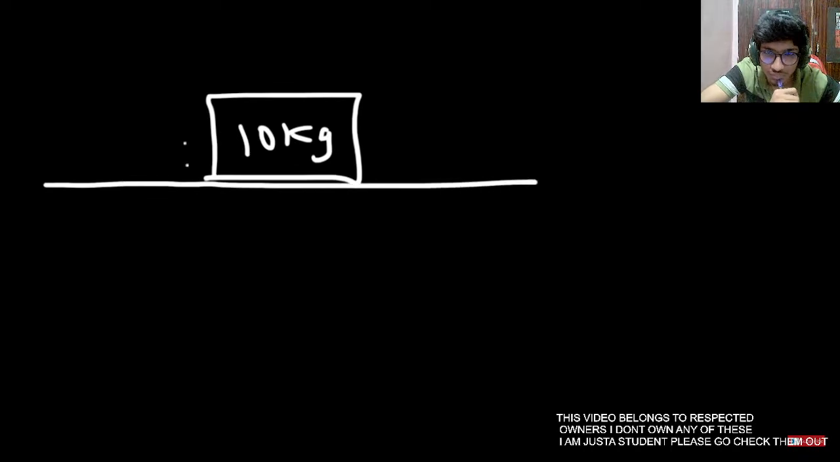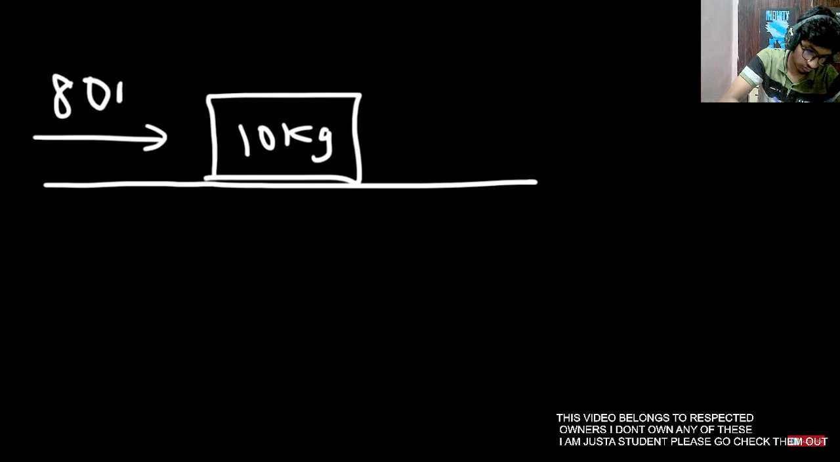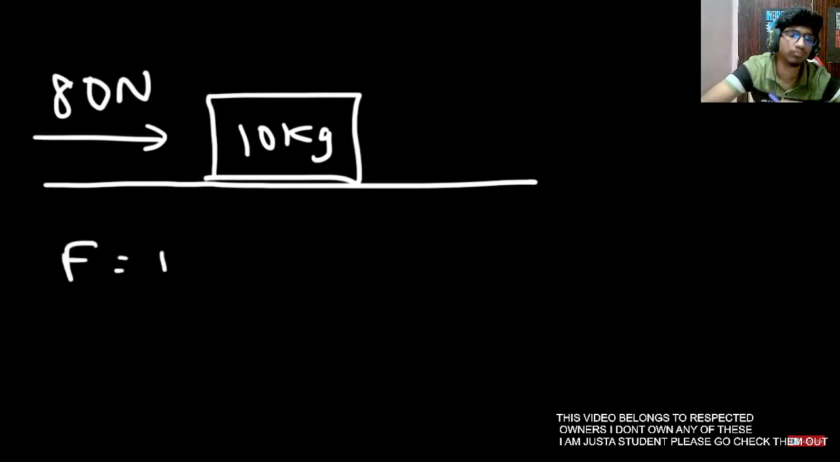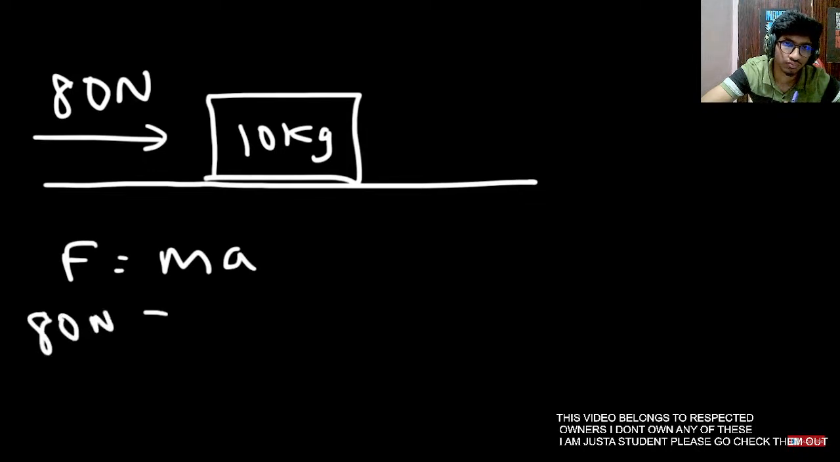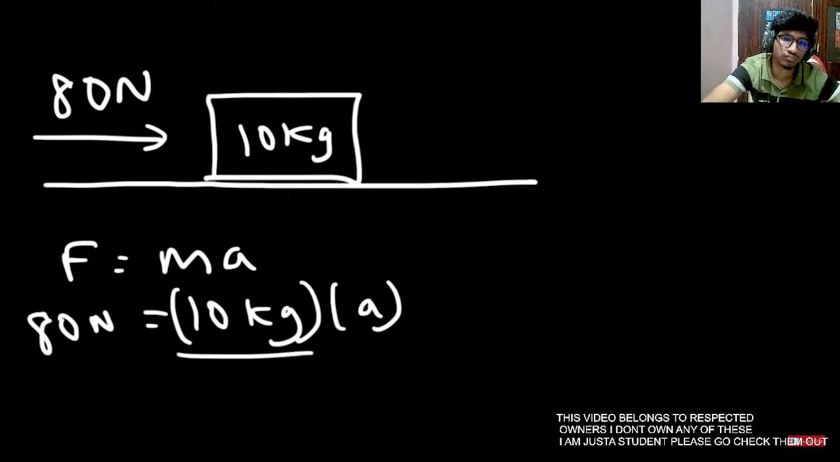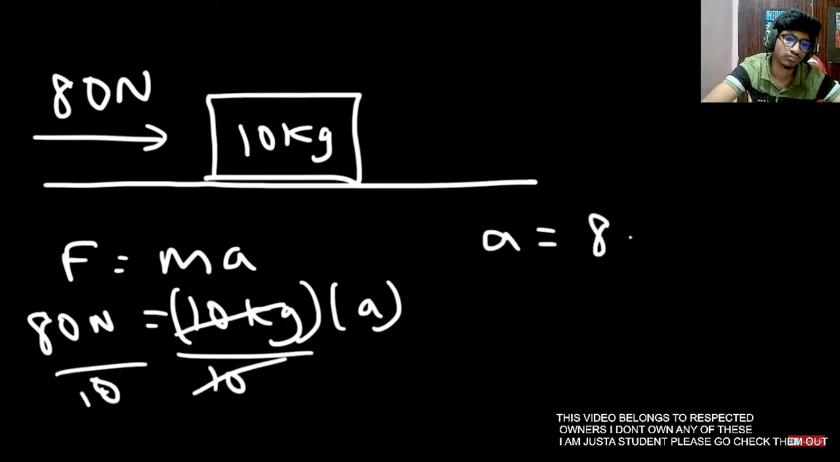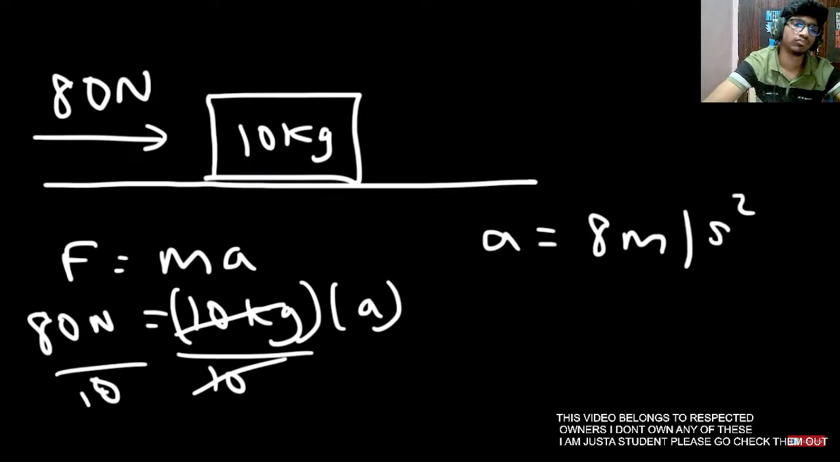So here's a question for you. Let's say I have a 10 kilogram mass resting on a horizontal surface, and let's say there's no friction, and I apply a force of 80 newtons. What is the acceleration of the box? So F equals ma. The force is 80 newtons. The mass is 10 kilograms. What is a? So a is going to be 80 divided by 10, which is 8. So this box will accelerate at 8 meters per second squared.